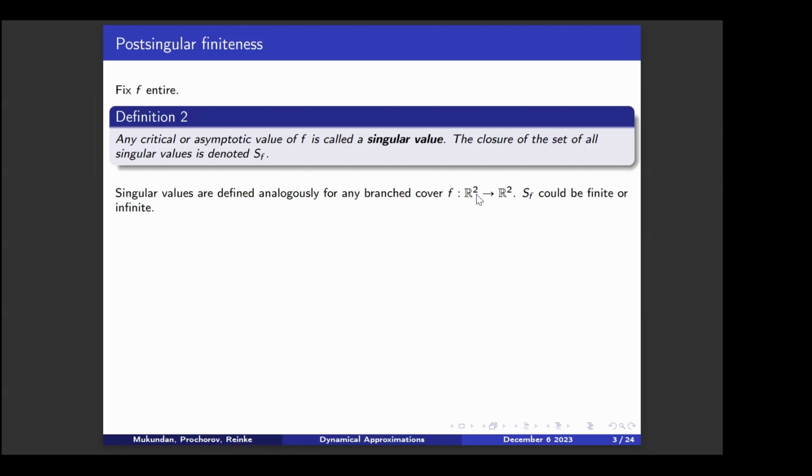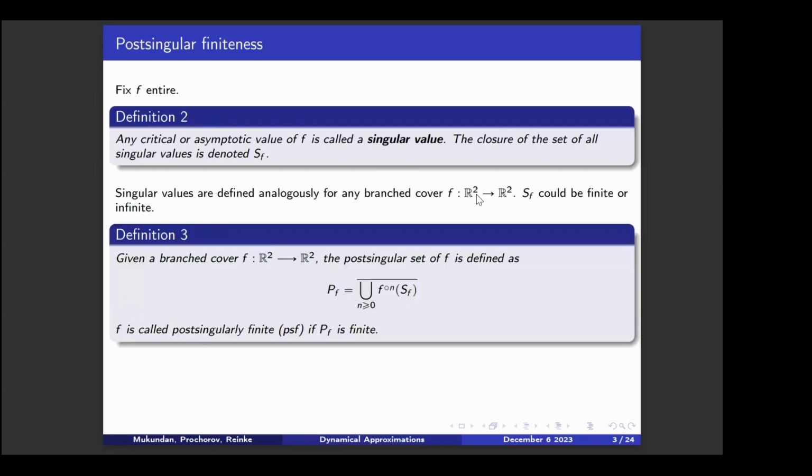In all the examples we've seen so far, S sub f is finite. We'll make one more definition. Given a branched cover f on the plane, the post-singular set of f is defined as the forward orbit of S sub f with the closure taken on it. So you take S sub f, f of S sub f, f squared of S sub f, and so on. You take the union of all these and take the closure of that. That's the post-singular set, and f is said to be post-singularly finite, or PSF, if this set is finite.